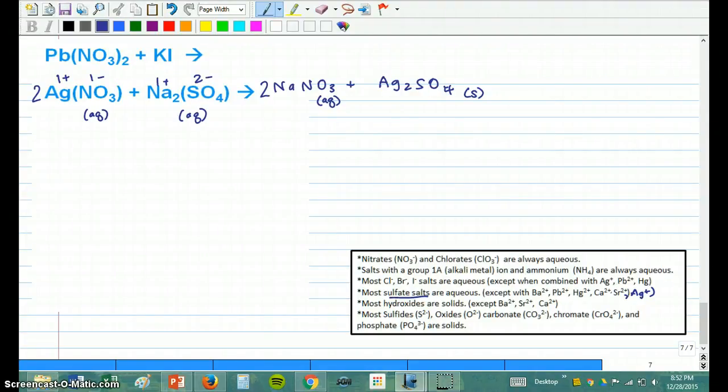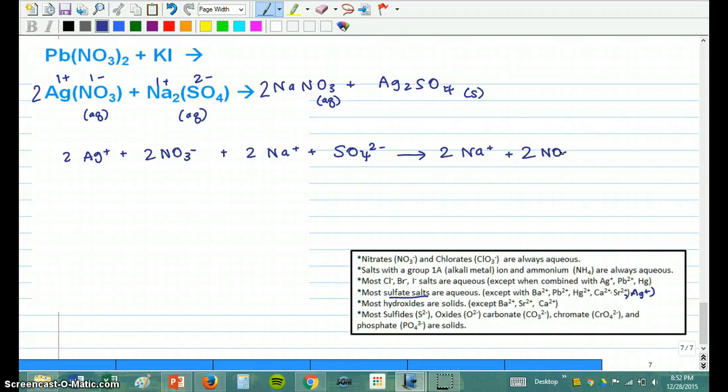If it's aqueous, it comes apart. So we have 2Ag plus and 2NO3 minus. This one, we have 2 Nas, so the 2 comes out in front. And then SO4 has a charge of 2 minus, don't forget to write that. This 4 does not come out in front. This is a polyatomic ion, so it sticks together. Arrow, and then we have 2 Na plus. Don't forget to write the charge. And then we have 2 NO3 minus. And because this is a solid, it's going to stay together, and you're going to write solid.